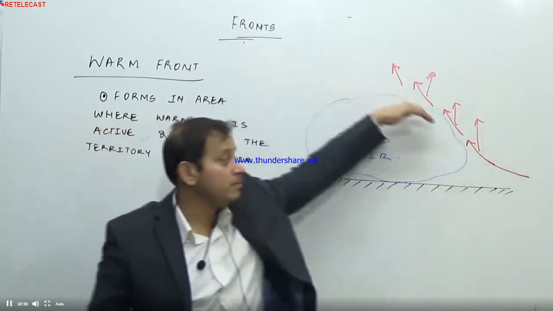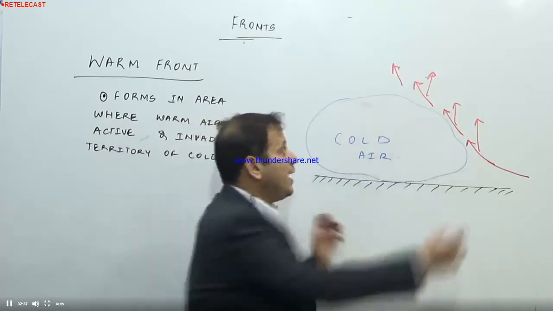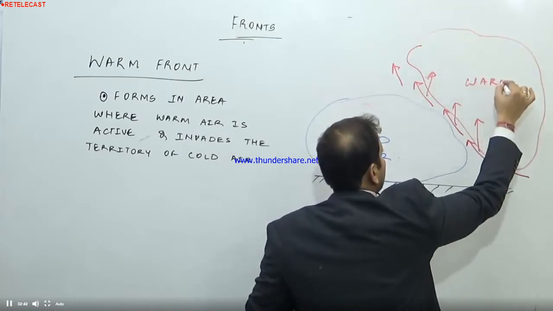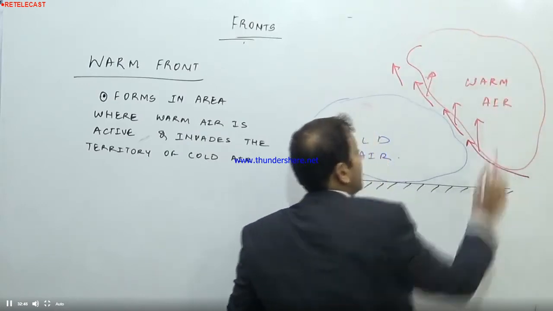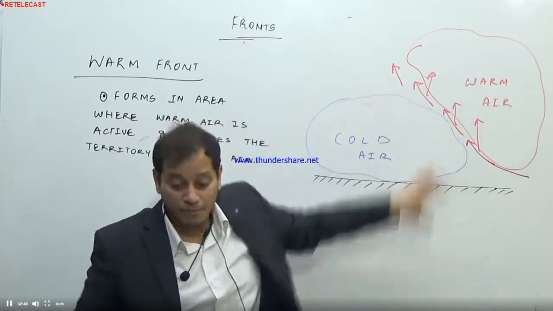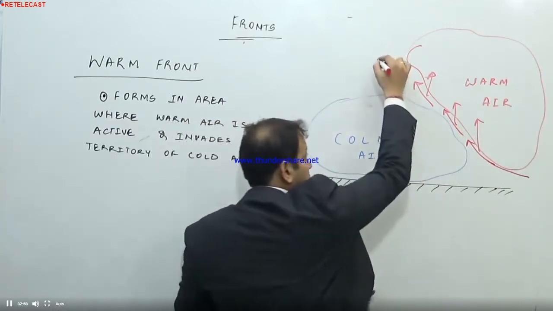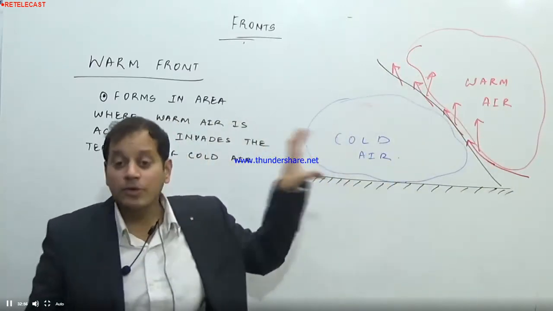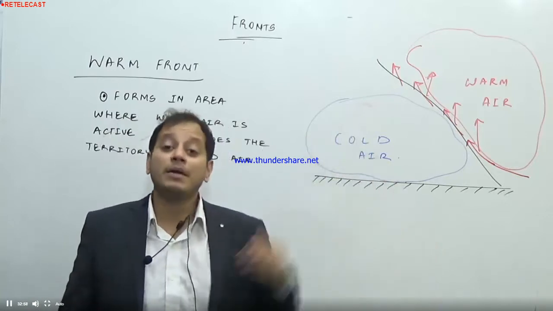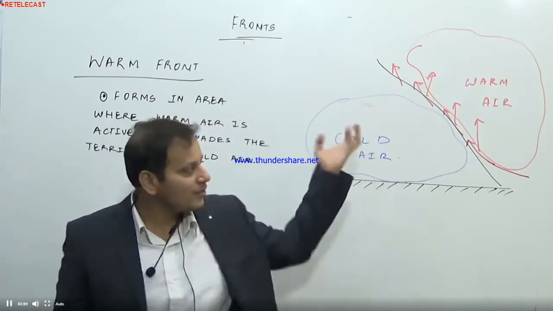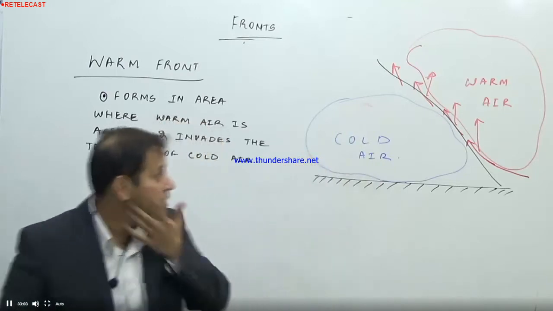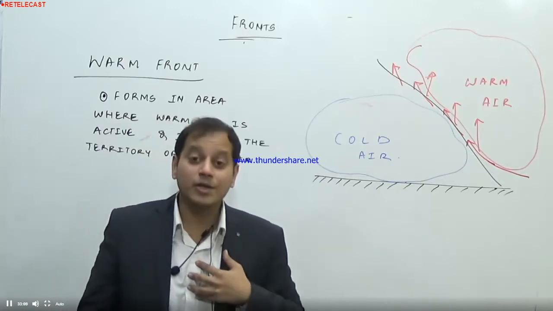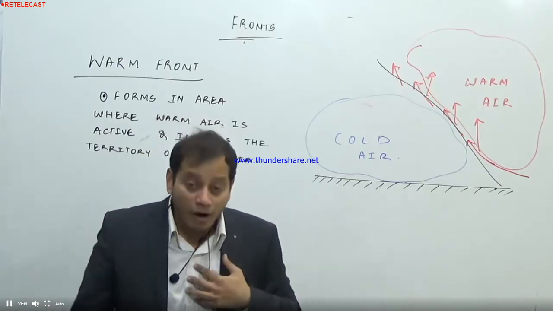Now such a sloping boundary which is between the cold air and the warm air is known as a warm front. So this sloping boundary is known as a warm front. Now why is the warm air going upwards? You already know that warm air being lighter rises upwards, and the cold air being heavier comes downwards. So in the area where the warm air is active results in the formation of a front known as a warm front.